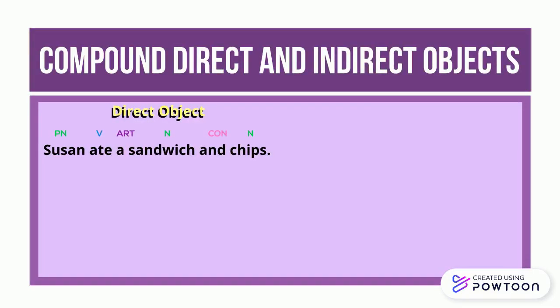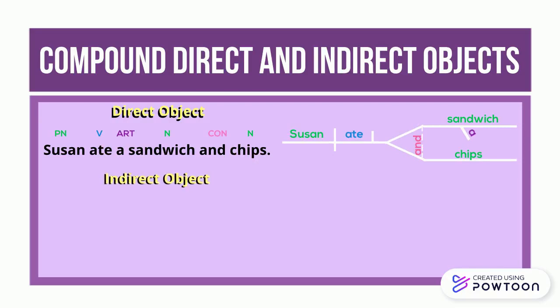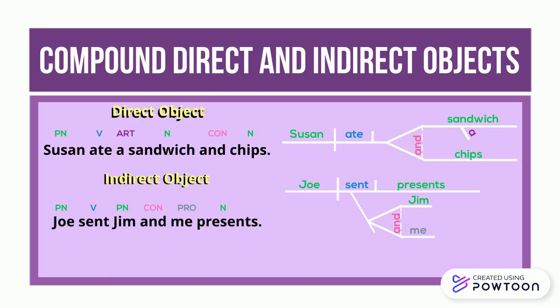An example of a compound direct object. Susan ate a sandwich and chips. And a compound indirect object. Joe sent Jim and me presents. As you can see, for both of the compounds, the line branches and has a conjunction on the dotted line.